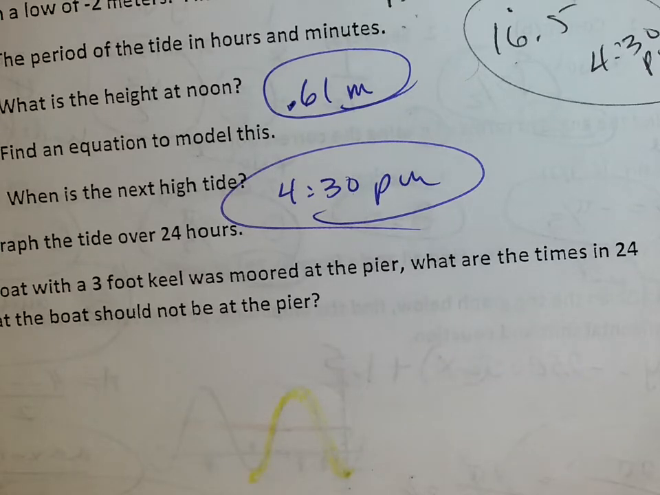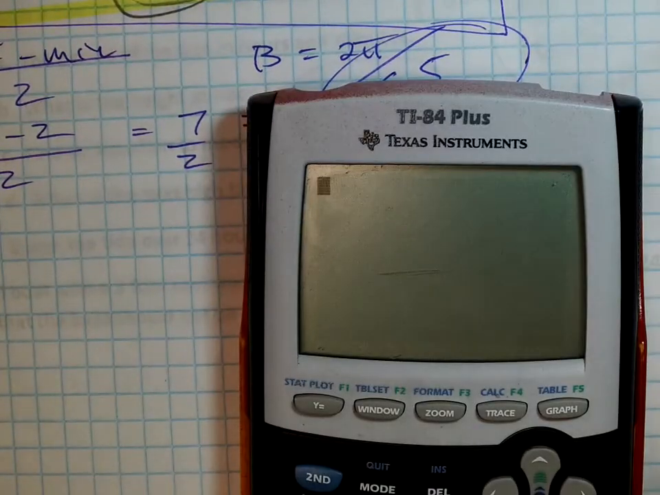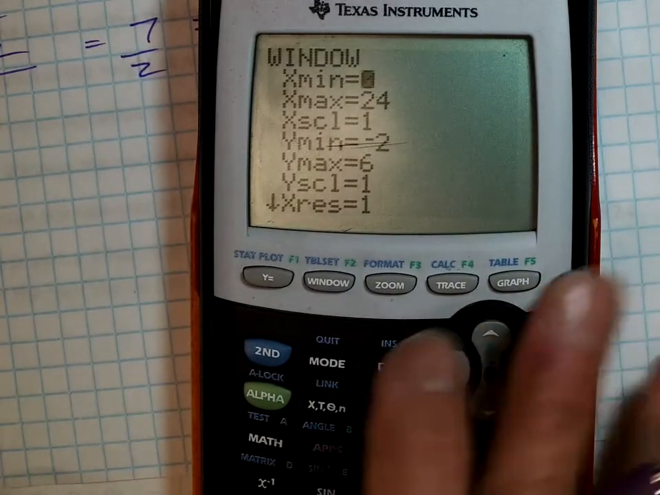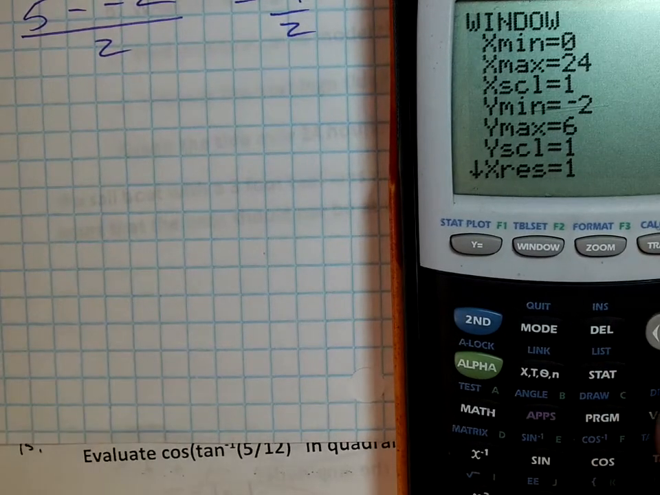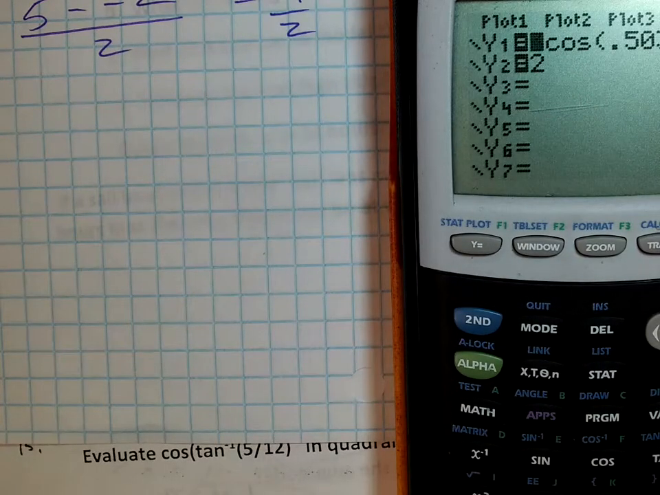So let's graph it this time, okay, Zoe? Let's graph it. So to graph it, let's use some common sense, okay? My window: let's go 0 to 24, right? Oh man, we're gonna get new projectors someday. Scales. I'm gonna go from -3 to 6, that will work.